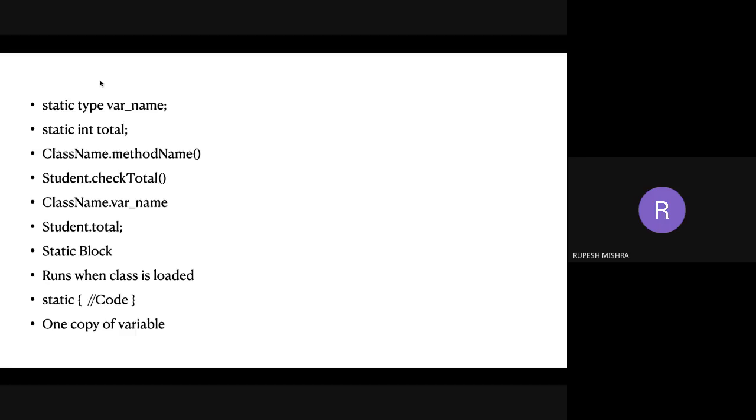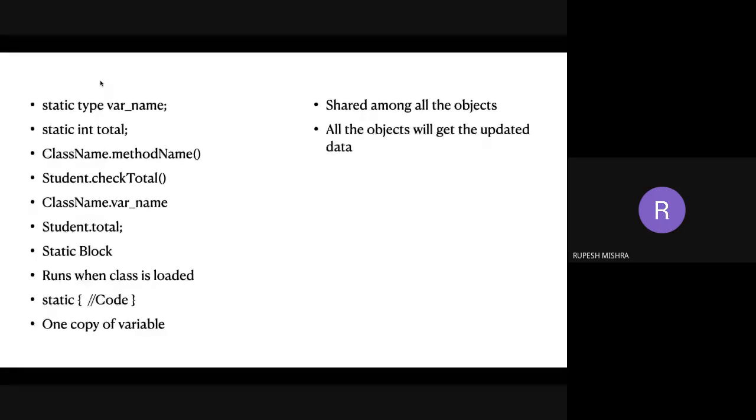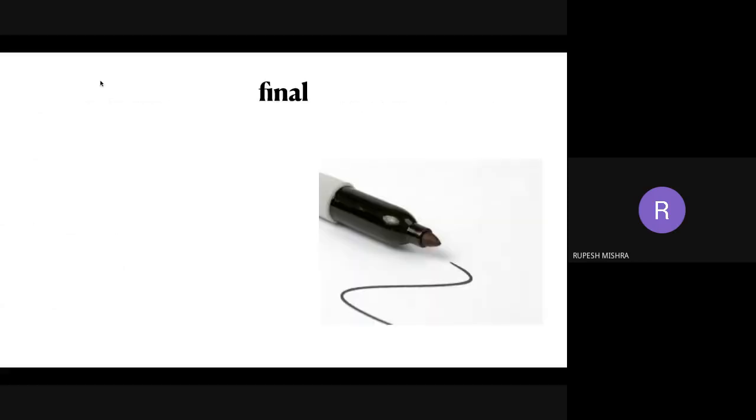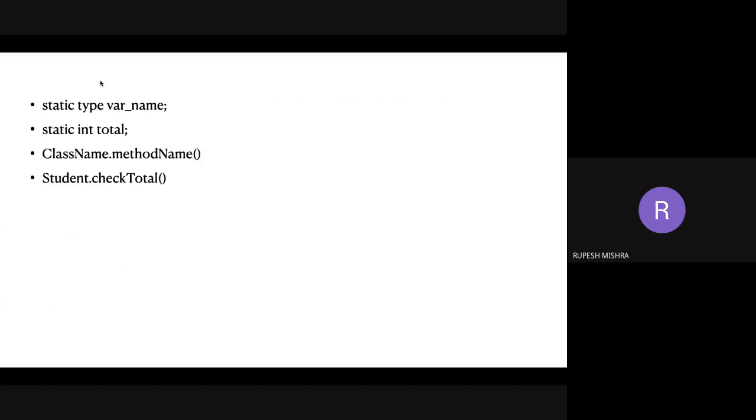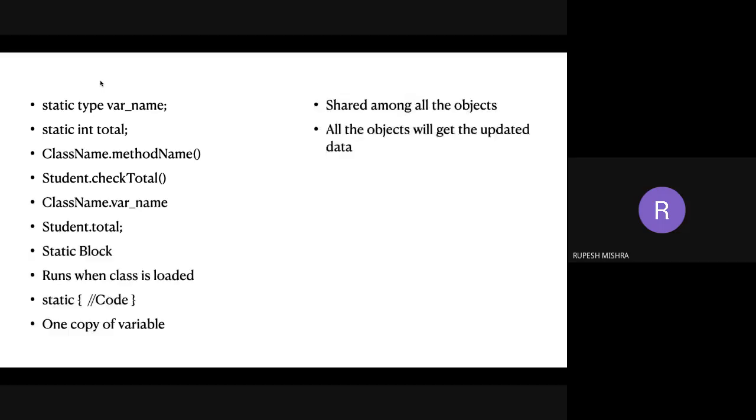Things to remember: only one copy of the variable is there. That same copy is shared with all the objects, so all the objects will get the updated data. It means that if there is only one copy and I update it through one object, everyone will get the latest updated copy. So this is about static. Next, we do code to understand everything, and then we'll come back to the slide and repeat everything again in case of any difficulties.